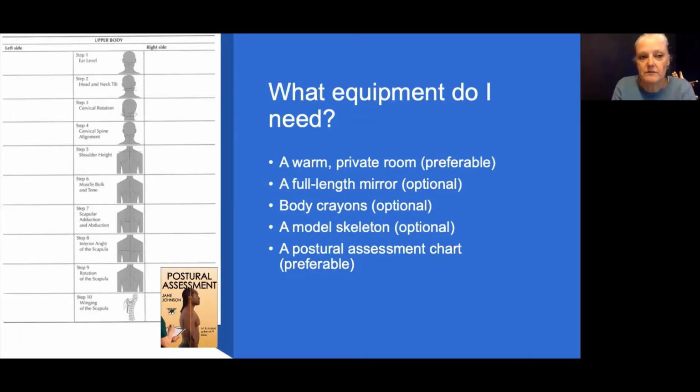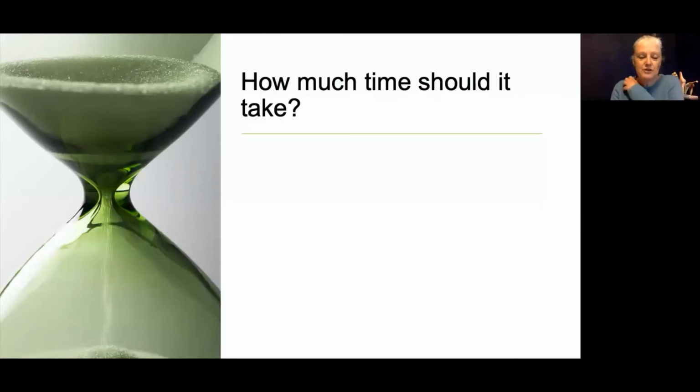And obviously I can't provide it because I was under contract for that publisher to write that book. But anyway, today you won't need that chart, because I'm going to give you enough information. The images I'm going to share with you that are from that book, you'll have enough information. So how much time should the assessment take? Well, this first one might surprise you.